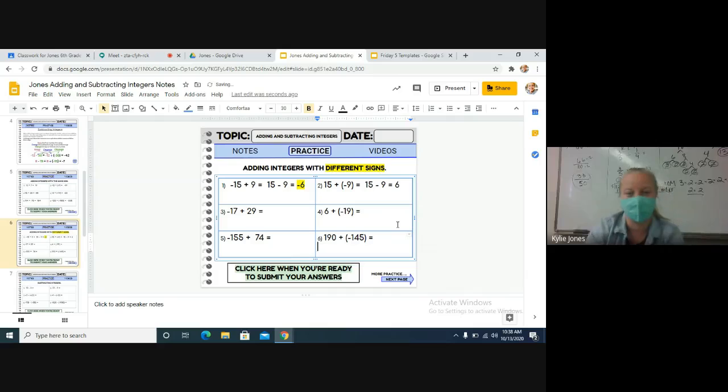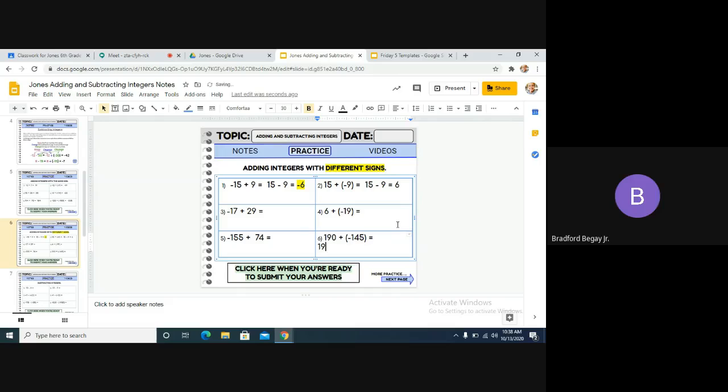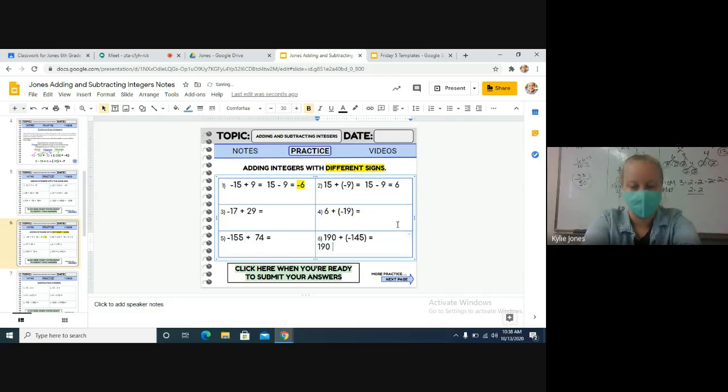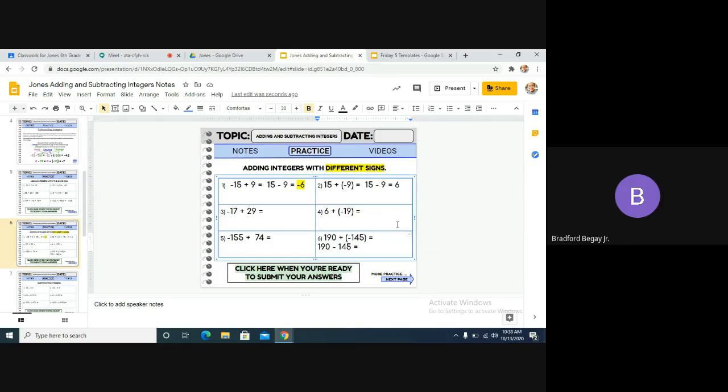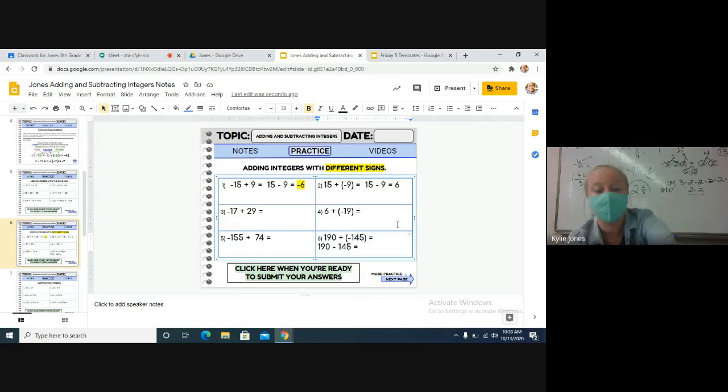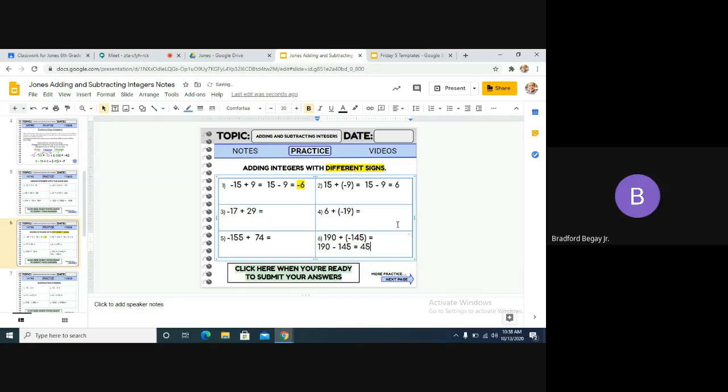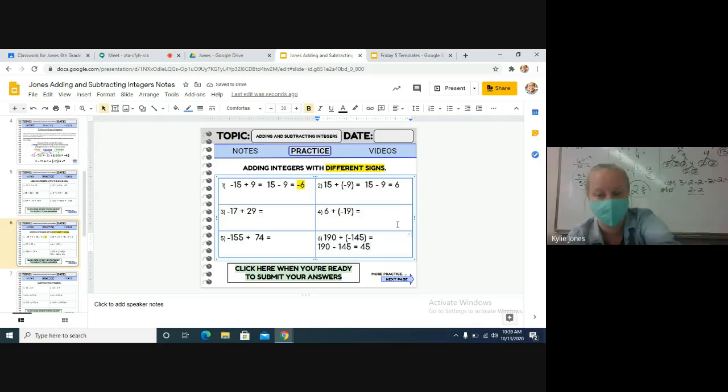Okay, we need to take the bigger number. Is 190 bigger or 145? 190. Good. 190 is bigger. And then we need to subtract the smaller number, which is 145. What is 190 minus 145? 335. Well, we're subtracting, not adding. 45. Good, it's 45.